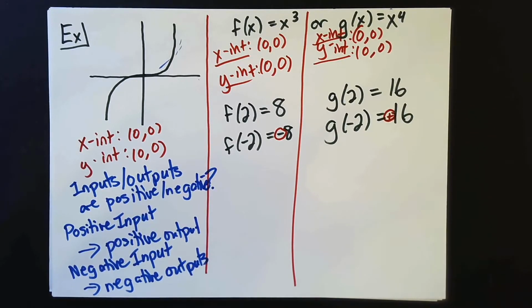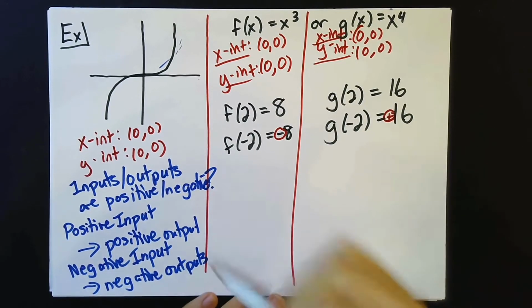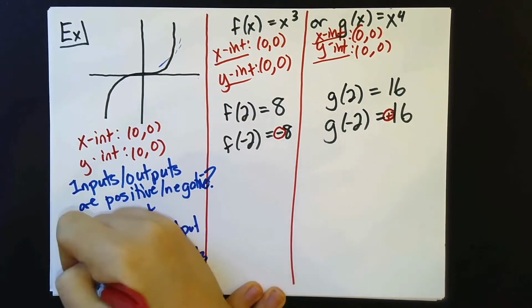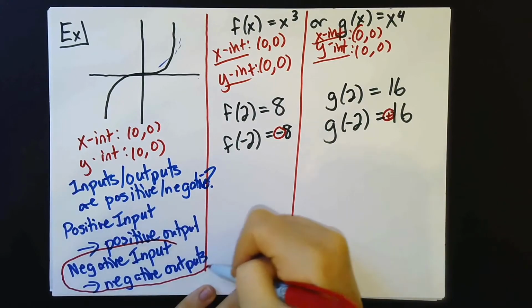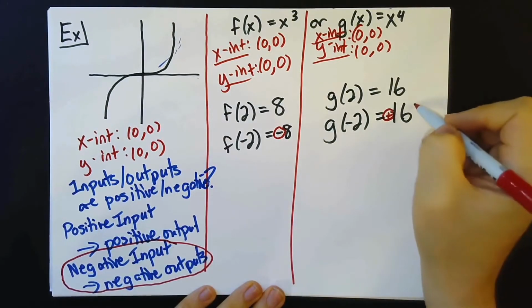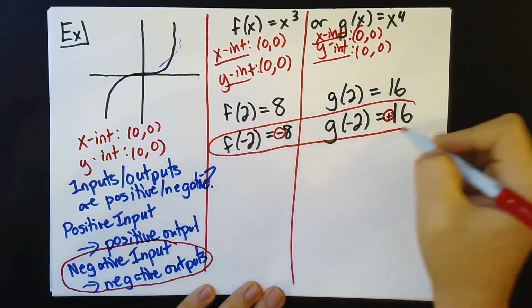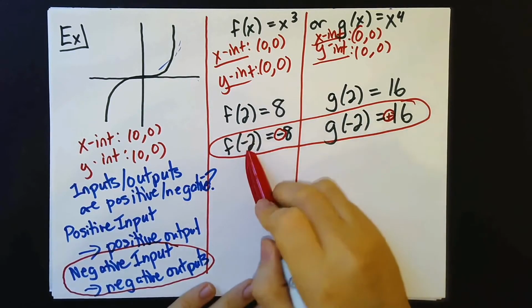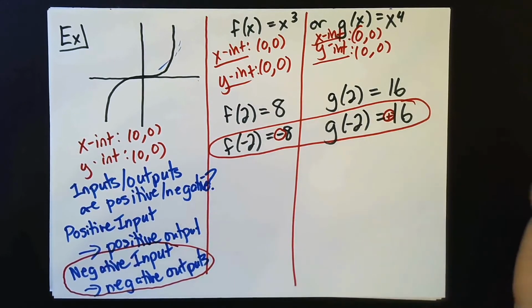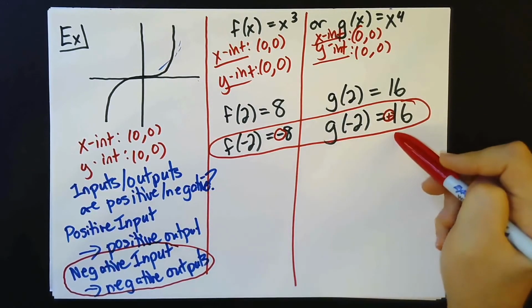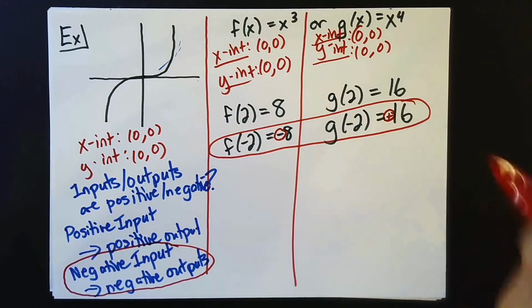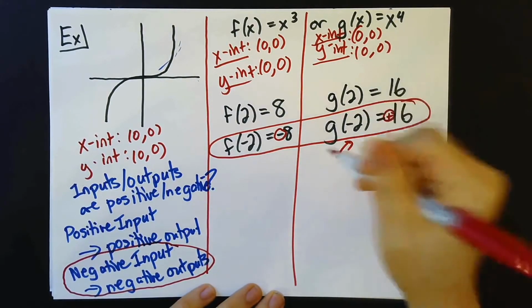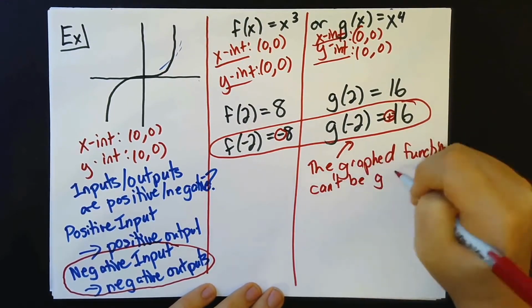So the thing I want to look at to definitively answer this is that the graphed function has negative inputs giving negative outputs. But if I look at just this pair, I see that indeed for f, my negative input has given me a negative output. But for g, a negative input has given me a positive output. And so this tells me the graphed function can't be g.